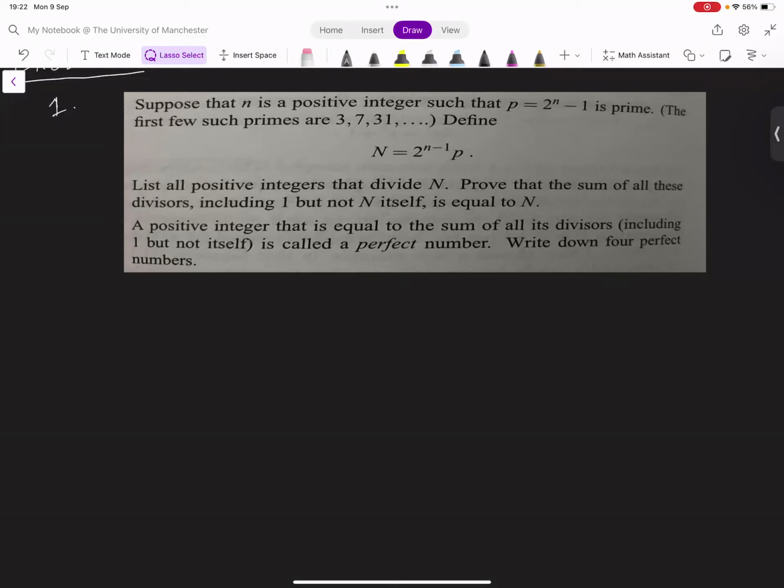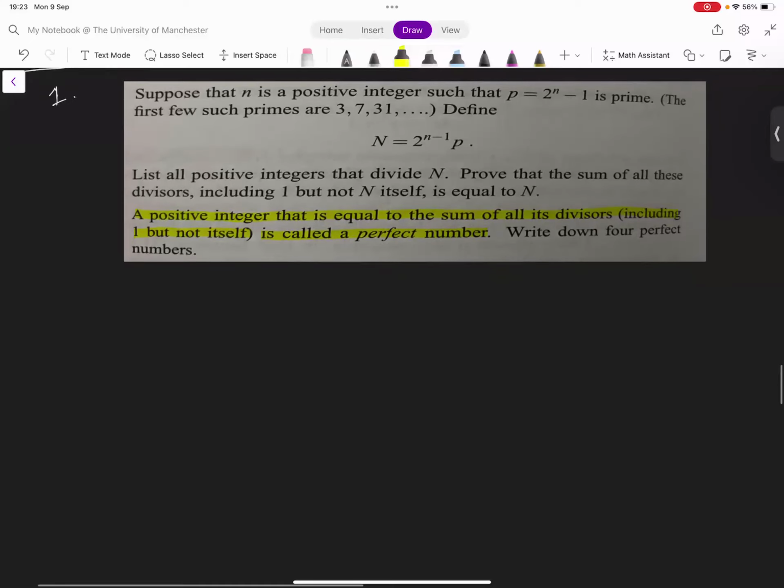A positive integer that is equal to the sum of all its divisors, including 1 but not itself, is called a perfect number. Write down 4 perfect numbers. Okay, so this is the exercise we need to attempt. So let's try that. Solution.